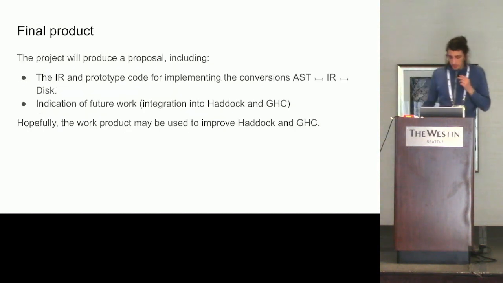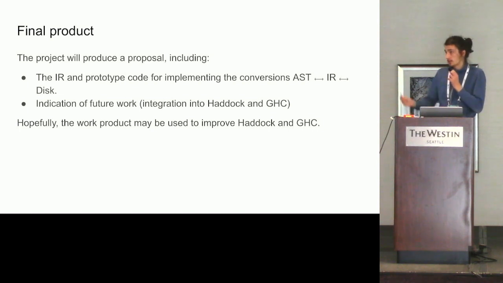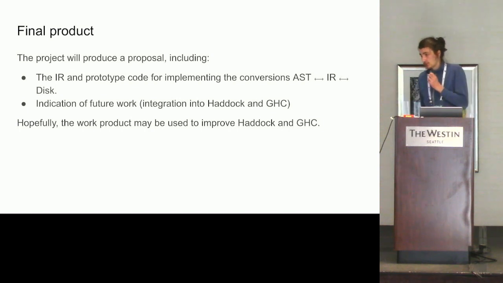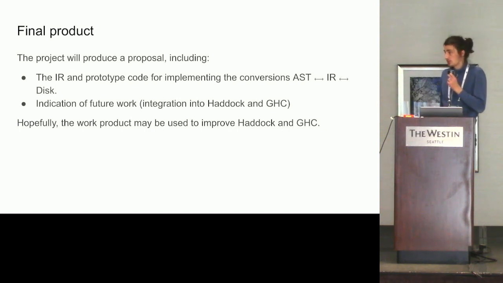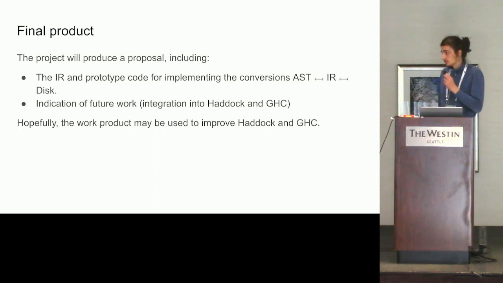And ultimately, the final product of this project will be a proposal, which will include the intermediate representation, a prototype which accomplishes conversion between the Haskell AST and the intermediate representation, and of course serialization to and deserialization from disk. This prototype, of course, will not necessarily be suitable for use directly in GHC. It is entirely possible that there will need to be refactoring and optimization done in order to use it.